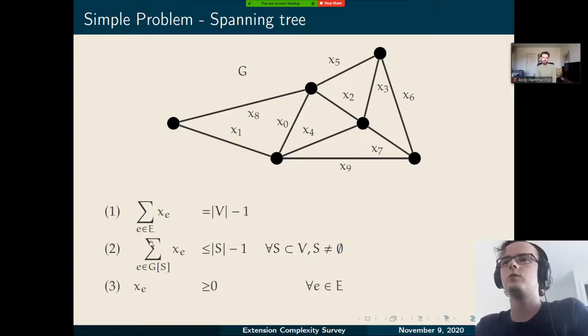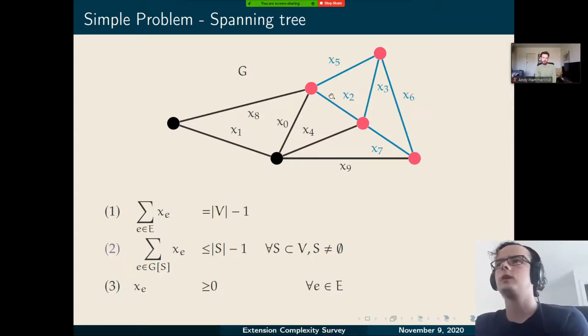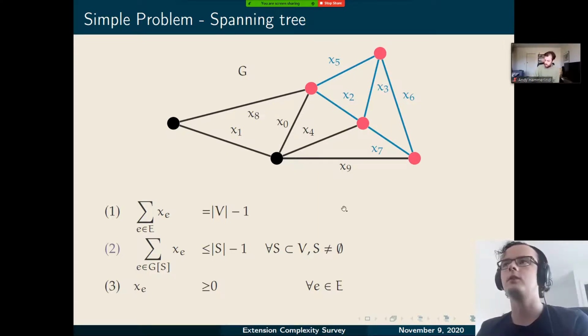The second one is the more complicated one, and it's looking at any particular subset of vertices, and then we're considering the edges in the induced subgraph. So we've got these red vertices that we've selected. Then over all of the blue vertices, if we sum their values up, we should expect that the total sum doesn't exceed the number of vertices minus 1. And what this does is it essentially breaks cycles within that subgraph. If you had a cycle going around here, these 4 vertices would have 4 edges, but we only allow the sum of all of these edges to be 3, and so we can't have a cycle in this subgraph. So this definition works, and it defines our polytope.